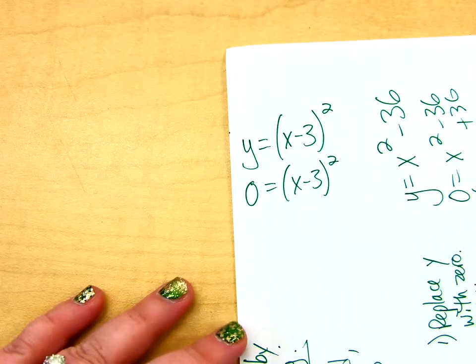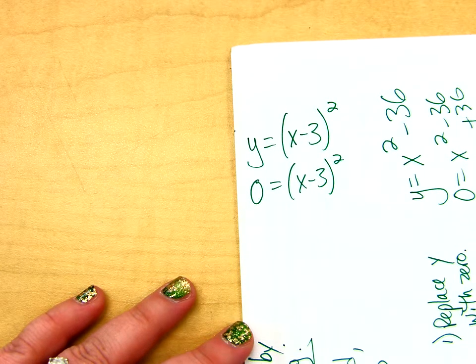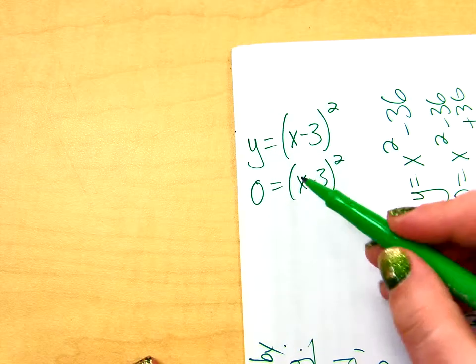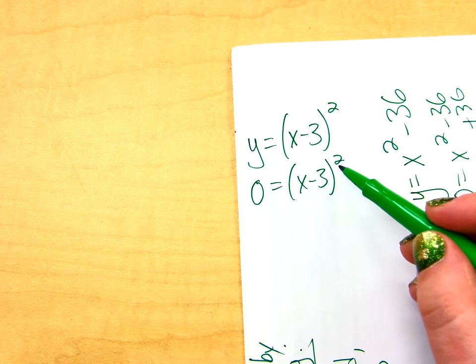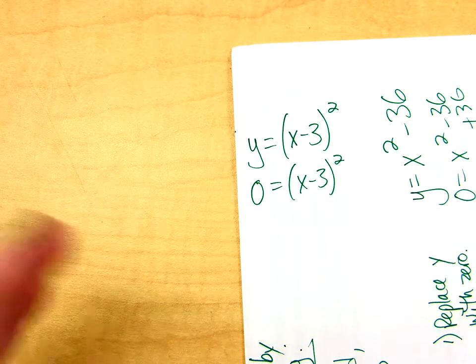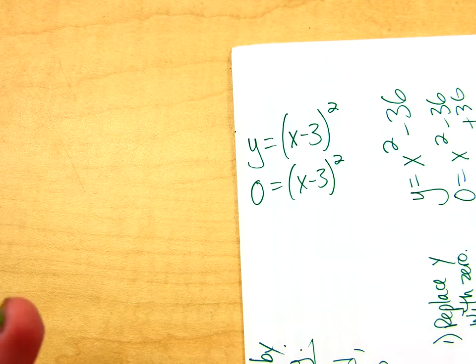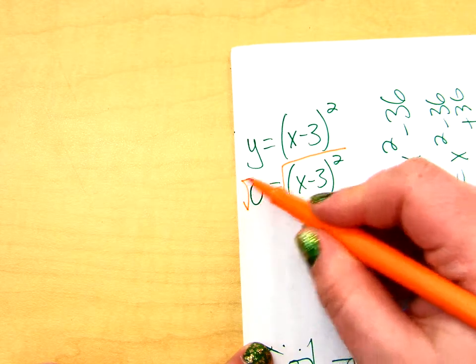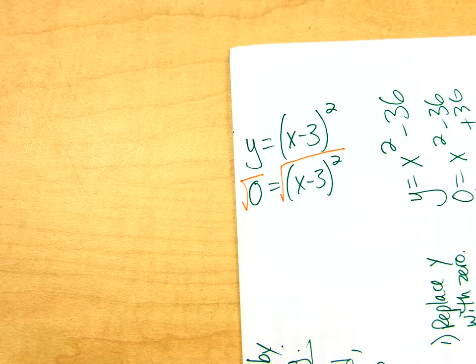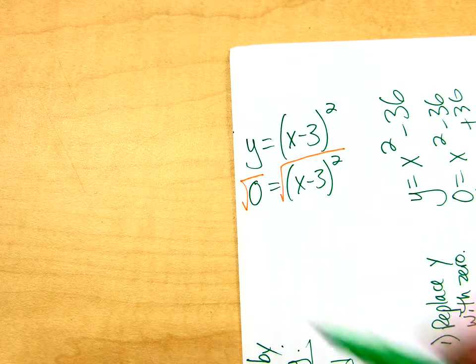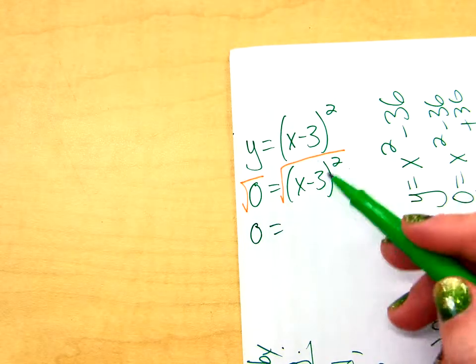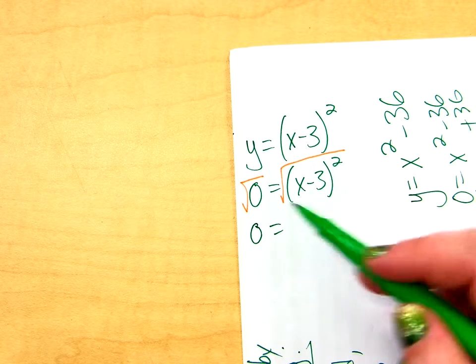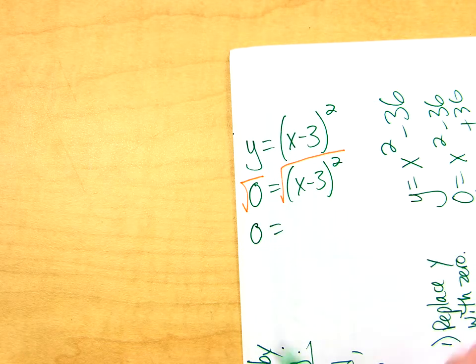This time it's a little bit different though. I don't just have an x squared, I have this whole thing being squared. But as long as I get the thing being squared all by itself, I can still take the square root of both sides. So check this out. If I take the square root of this whole side and the square root of this whole side, what's the square root of 0? 0. And what am I going to get over here? x plus 1.